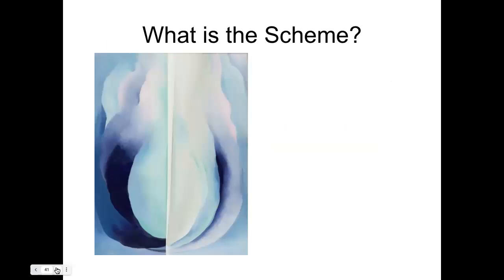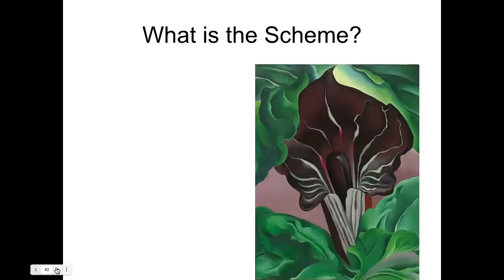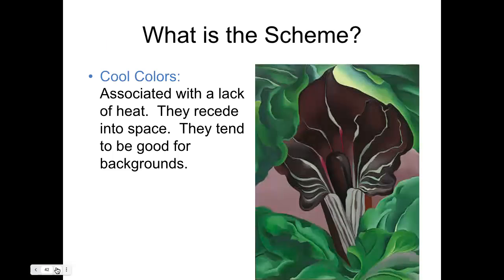So here are some different suggestions and ideas. Some of these might be familiar to you from taking Drawing 1. When you look at a color scheme that is all one color, we call that monochromatic. It has a range of one color with tints and shades. Here in this example by Georgia O'Keeffe, you can see that she pretty much used blues. In this example, she used her cool colors, her violets and her greens. These cool colors are really good for backgrounds. They tend to recede back into space.